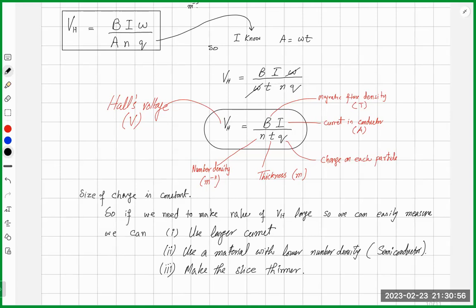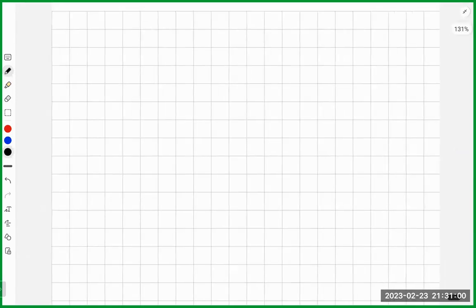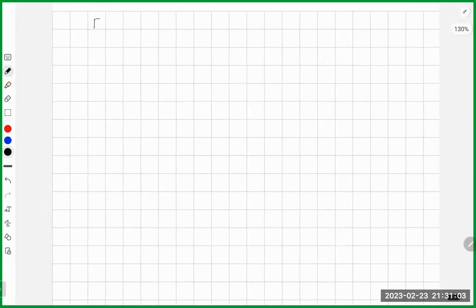So we are done with the Hall voltage. In the next class, we'll be starting with electromagnetic induction. This will be our next lesson. Till then, take care.